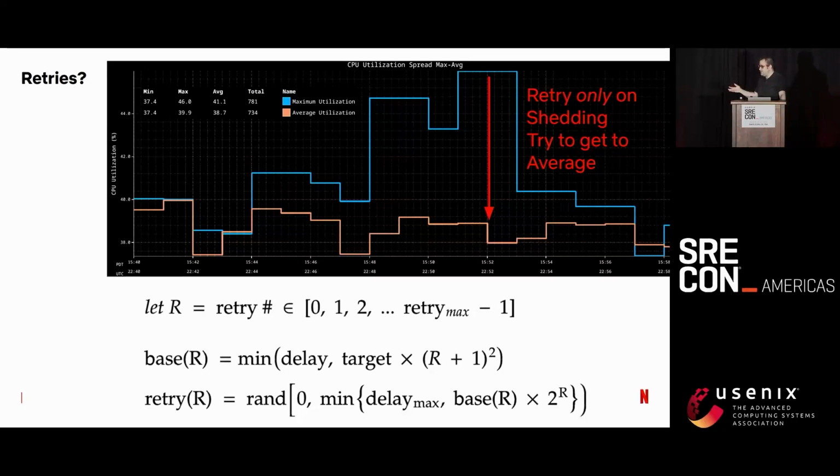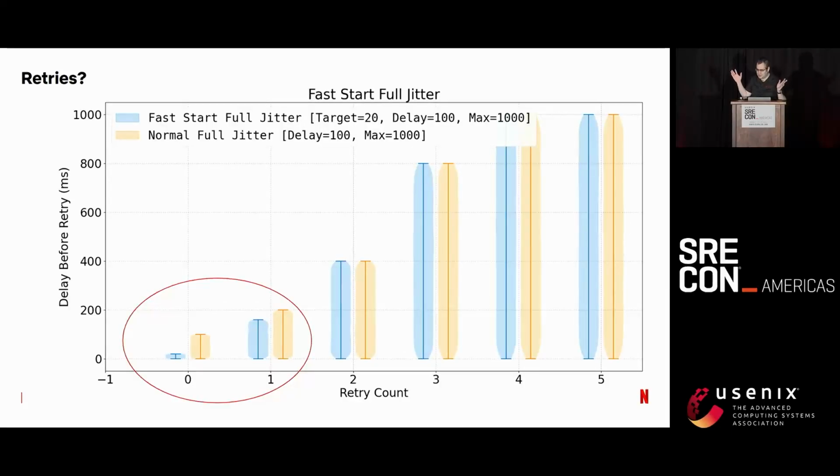It's even better if you have a load balancing policy that does that explicitly. At the bottom, there's some math, but essentially it's full jitter exponential backoff. The main difference is that because we're retrying on load shedding, we can be a little bit more aggressive on those early retries. Other than that, it's a pretty standard exponential backoff algorithm.